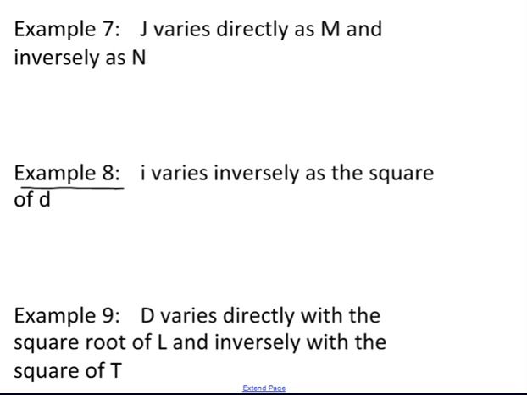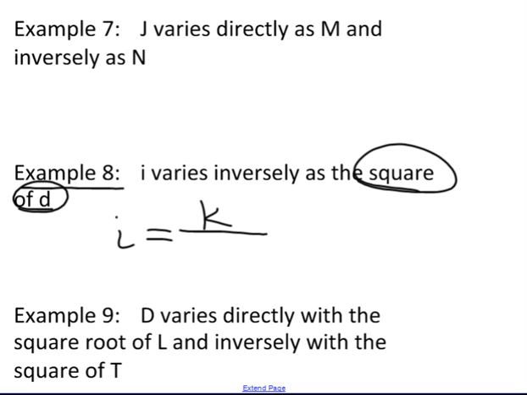I varies inversely as the square of d. I varies inversely, k divided by the square of d. Notice I'm not saying square root, I'm saying the square, meaning I have to have d squared. I is equal to k divided by d squared.